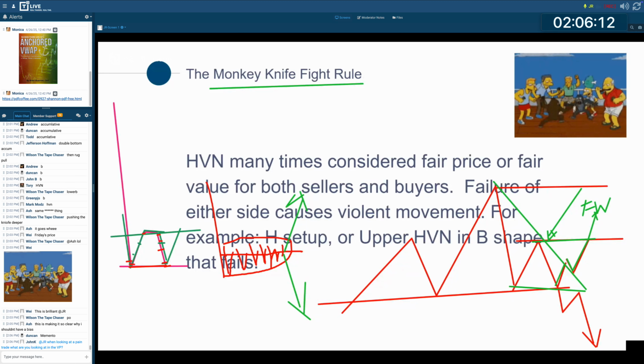All right, John K. When you're looking at a pain trade, what are you looking at in the volume profile? Well, I'm looking at three parallel things. I'm looking at the high volume node. I'm looking at the rebid levels on the tape. And I'm watching the order flow.